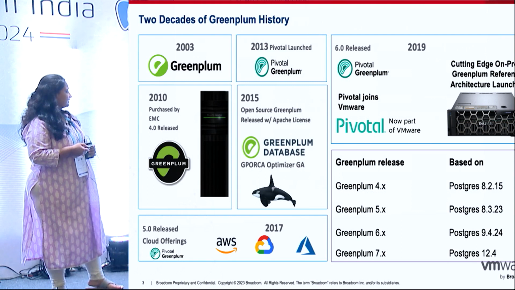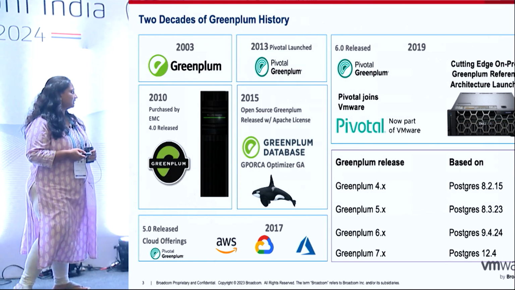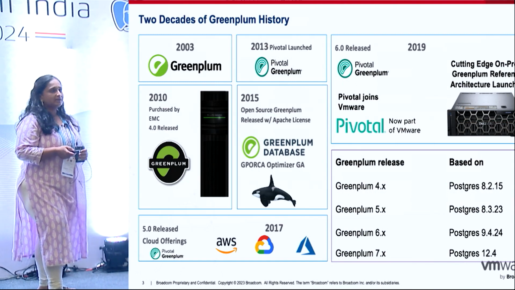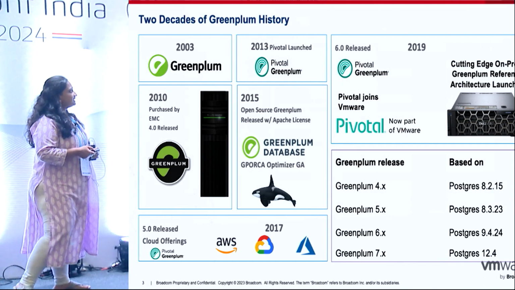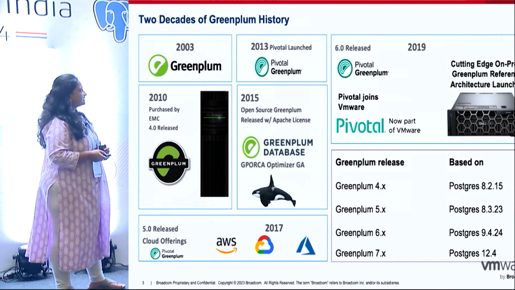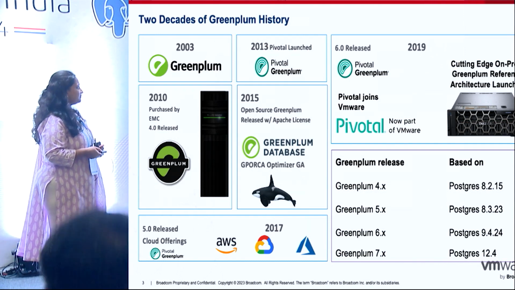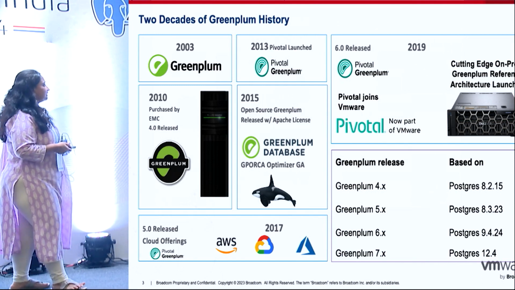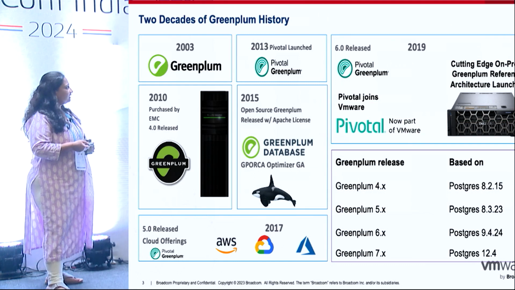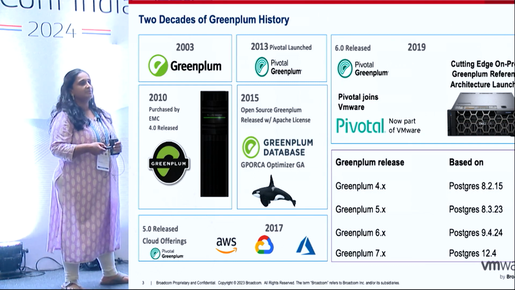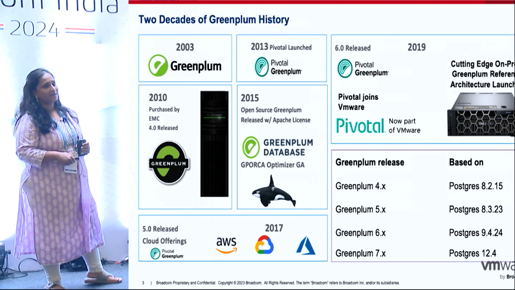In 2017, Greenplum also became cloud ready. It is supported now on AWS, Google Cloud Platform, and Microsoft Azure, and we also support VMware vSphere. In 2019, VMware acquired Pivotal, and that is when we started making more releases and more investments came in. The latest release is Greenplum 7.x, which supports Postgres 12.4. Recently, Broadcom acquired VMware, and Greenplum is part of Broadcom right now. So that's 2 decades of Greenplum history.